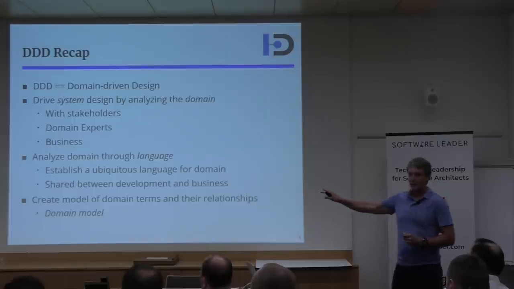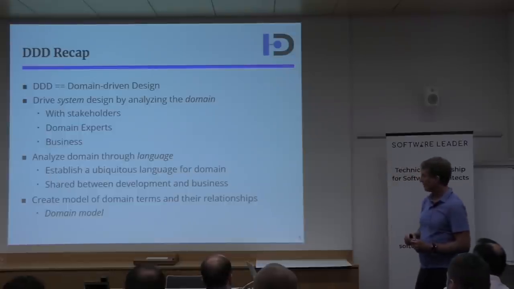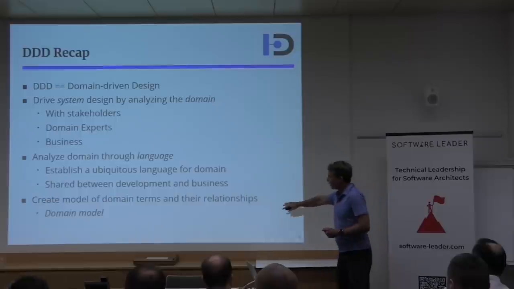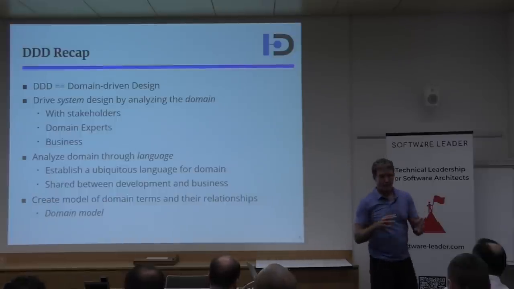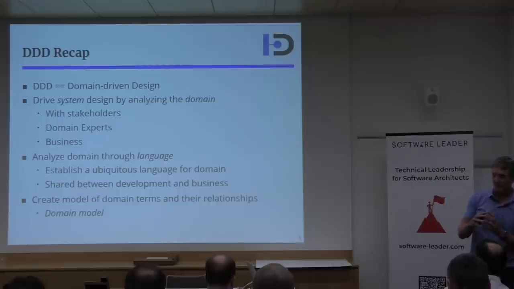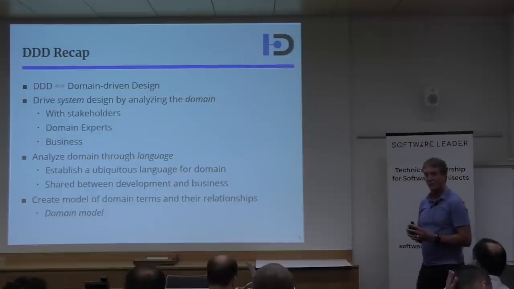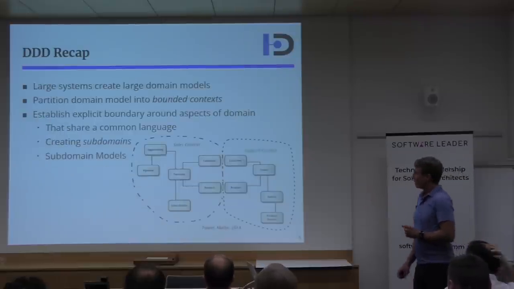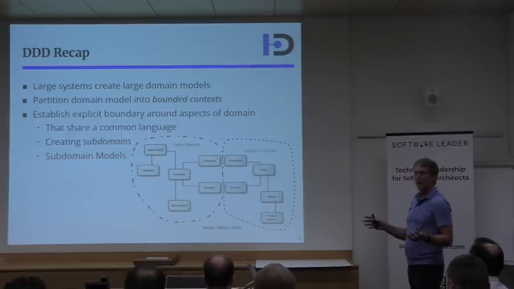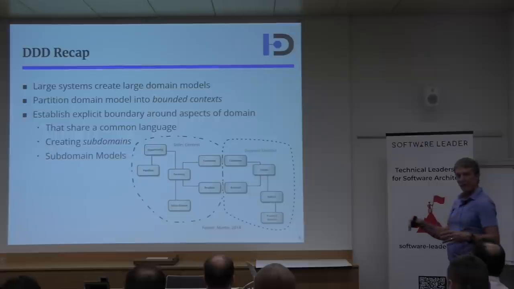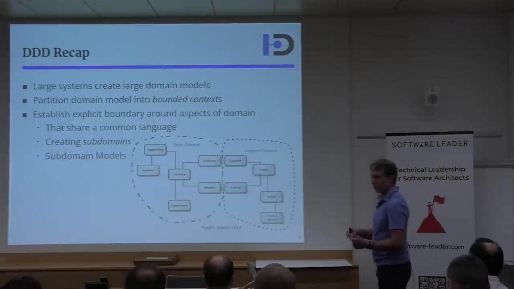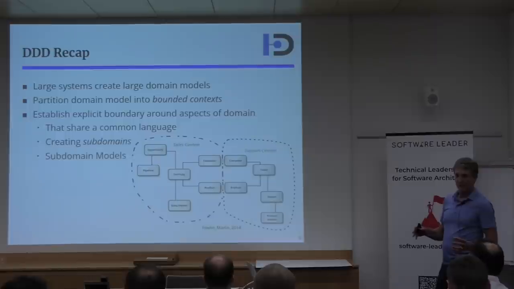We establish a ubiquitous language for those aspects of the business, as a domain model. We start to establish a model of those terms and their relationships, so we model the business using the language and identify the relationships between those terms. A large system has a very large domain model, which becomes untenable to manage over time as an artifact. So the idea is to break that larger domain into smaller bounded contexts. Each has its own ubiquitous language.